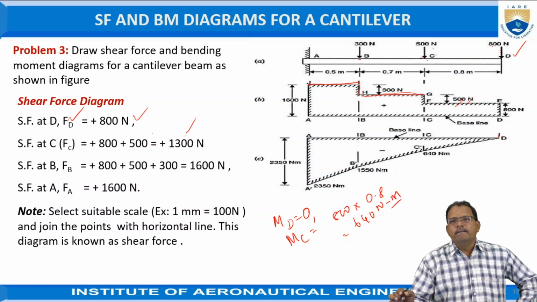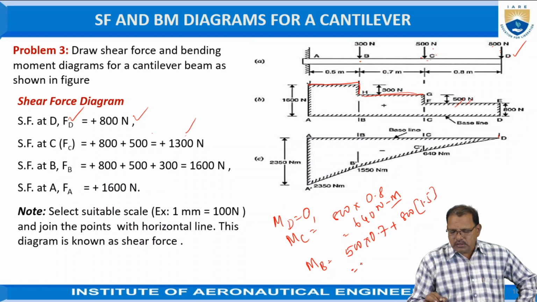Similarly, the bending moment at B, we can take it as MB. That is, at B, the bending moment created by the force at C, that is 500 newtons, as well as the force at D, 800 newtons, we have to consider. MB is equal to 500 into 0.7 plus 800 into 0.7 plus 0.8, which is 1.5 meters. So these values we have to take: 350 plus 1200, which is equal to 1550.